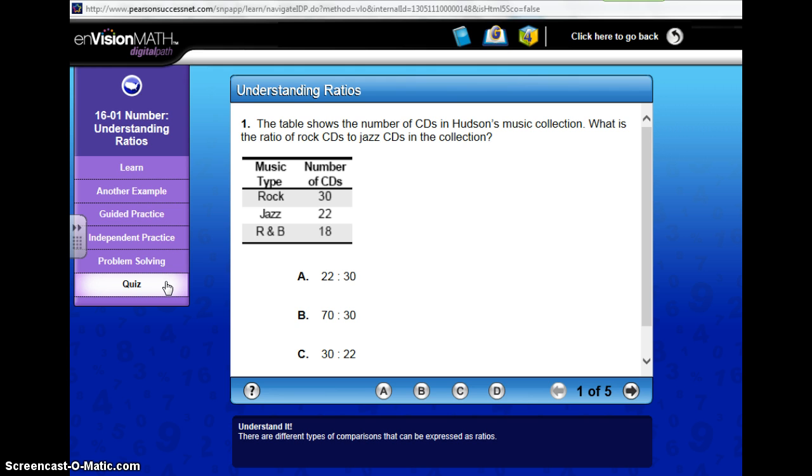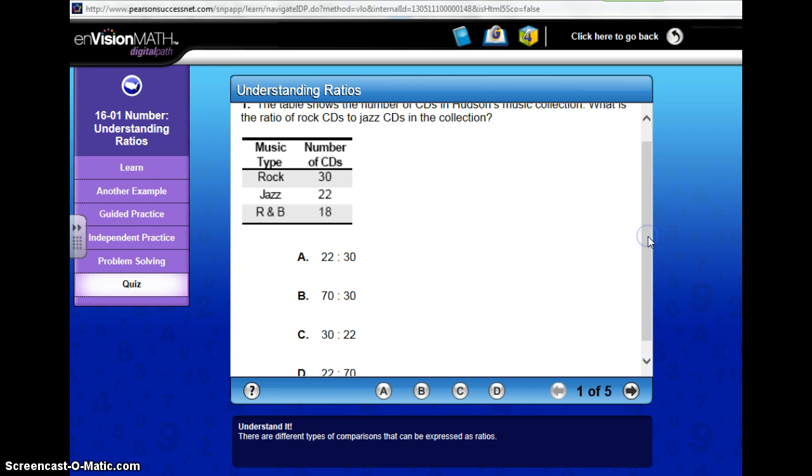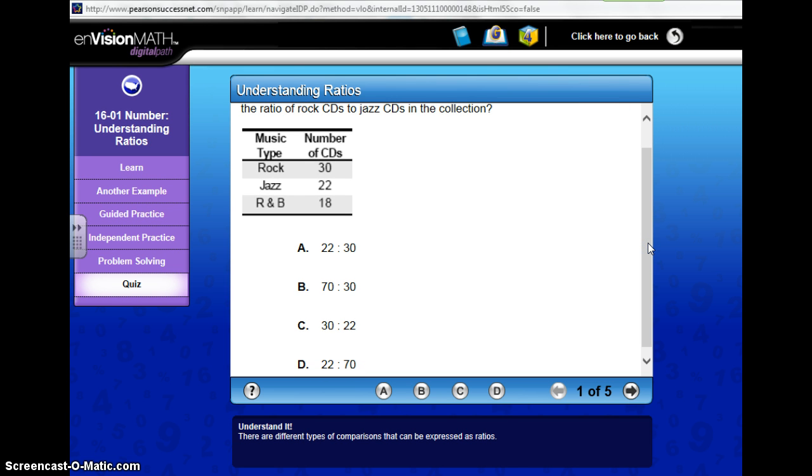And I'd like you to take a look at my first question. This table shows the number of CDs that were in somebody's music collection. I want you to look at these choices and tell me what is the ratio of rock CDs to jazz CDs. Not simplified. On your board, you could write A, B, C, or D, but don't let anybody see it. Sarah says C. Everybody should have C.